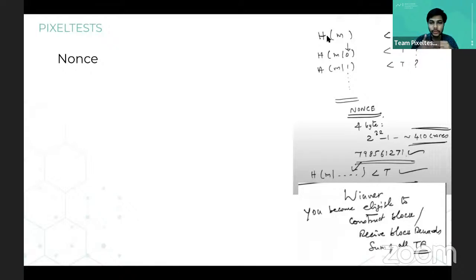Now, what is this nonce? This nonce is that magic number that a person, if he finds, he'll be able to solve that cryptographic puzzle. Okay, so what is the cryptographic puzzle? It is hash of M, which is all the transactions, when added with the nonce number, it should be less than a set threshold. We'll try to understand that better.